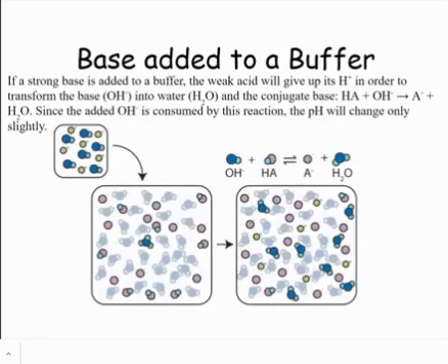So anytime you add an OH to a solution, you know it's going to look for an H plus. So the OH in this case is going to pluck the H plus off of HA, leaving behind more conjugate base and water.